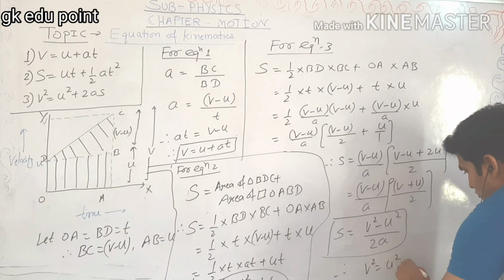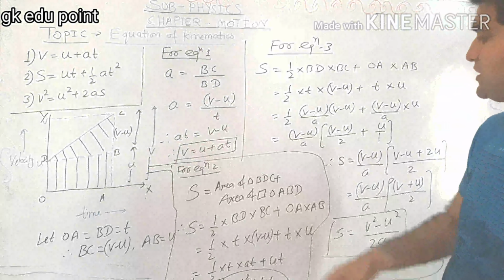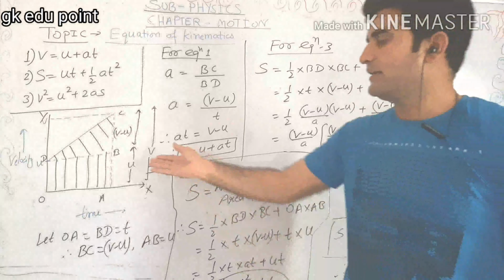So students, these are the 3 equations, very important to understand the concept of motion. These are the equations written for uniformly accelerated motion, and they have been proved by a simple graphical method. I hope it is clear to you.